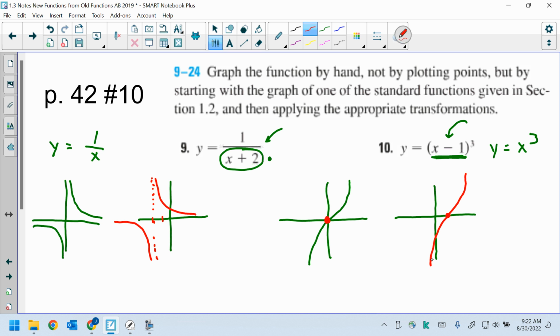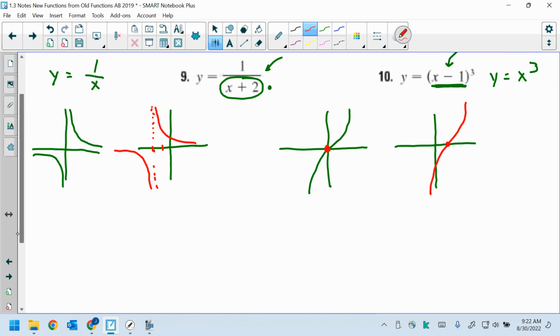Now you can double check that by graphing on your calculator. But we just start with the graph of one of the standard functions that we know, and then we apply these transformations that we're talking about in section 3. That's it for that slide.